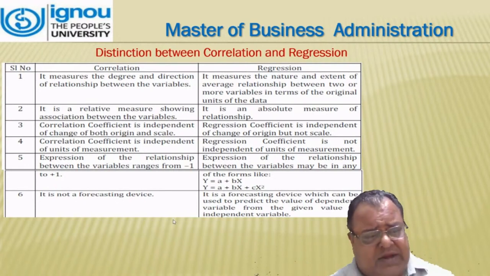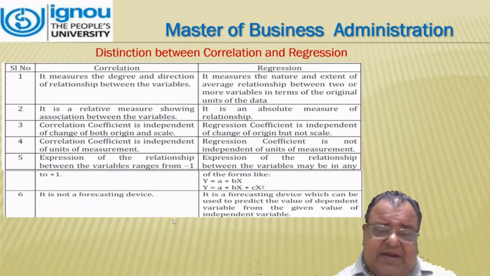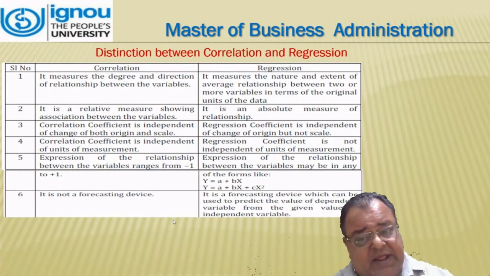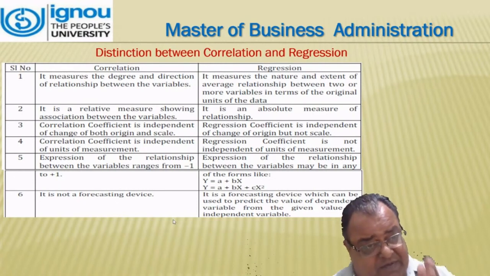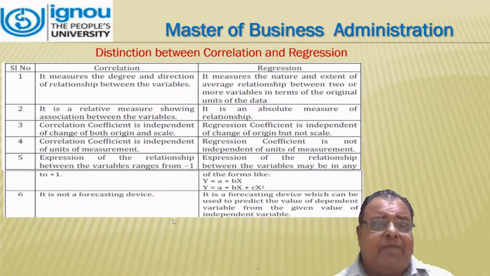As far as correlation is concerned, it is not a forecasting device, whereas regression is a forecasting device which can be used to predict the value of the dependent variable from the given value of the independent variable. We will see this in a problem.